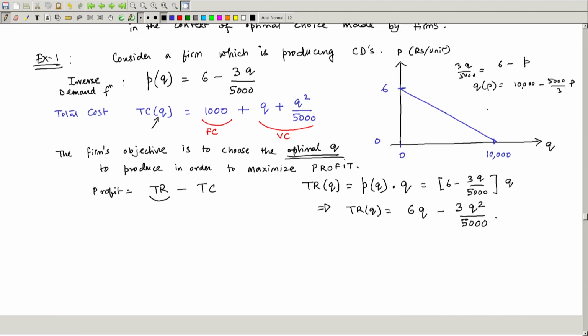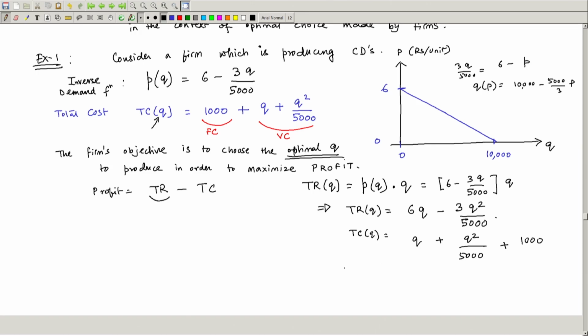notice it would have been a function of P. So, my total revenue would have been a function of P, the total cost would have been a function of Q, and then I would be comparing apples and oranges. I would not be able to do the algebra cleanly. So, the advantage of using the inverse demand function is I can write my total revenue entirely as a function of Q, and then once I have the total cost, which is already given to me, I will write it as Q plus Q square by 5000, and I will put the 1000 here.